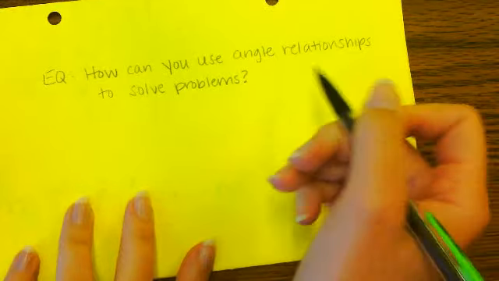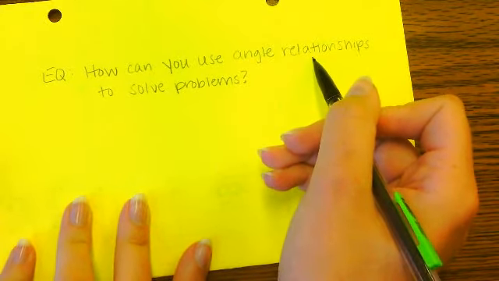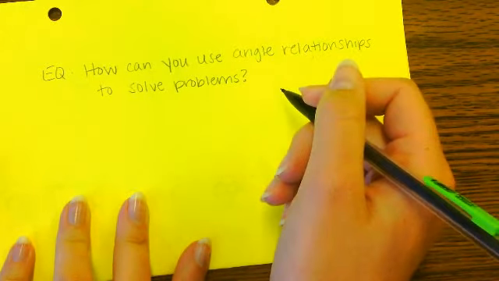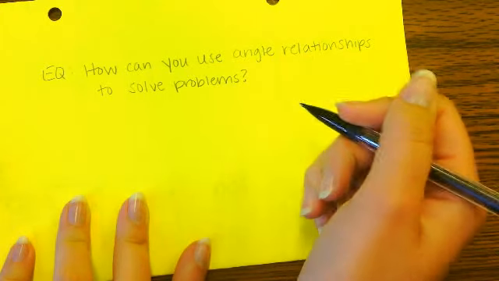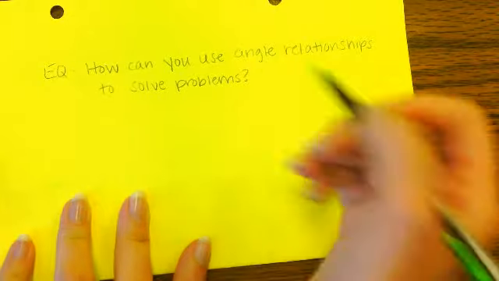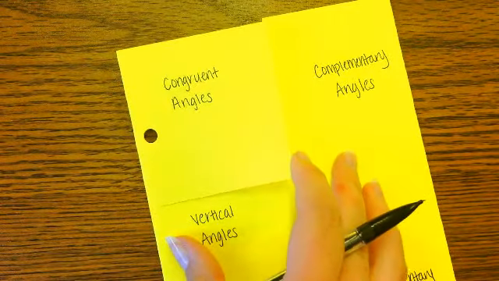And an angle relationship has to be with a pair of angles, just like if you think about relationships you have with, for example, a sibling relationship. It takes two. It takes a brother and a sister, or a sister and a sister, or a brother and a brother. So when we're talking about angle relationships, we're talking about a relationship between two angles. Let's look at congruent angles first.